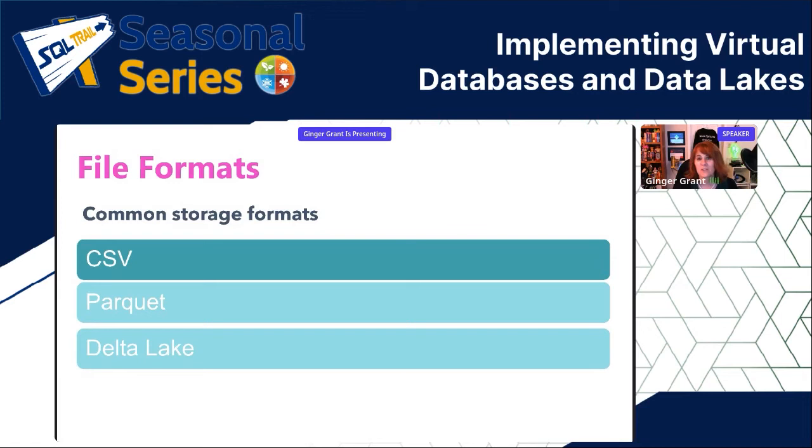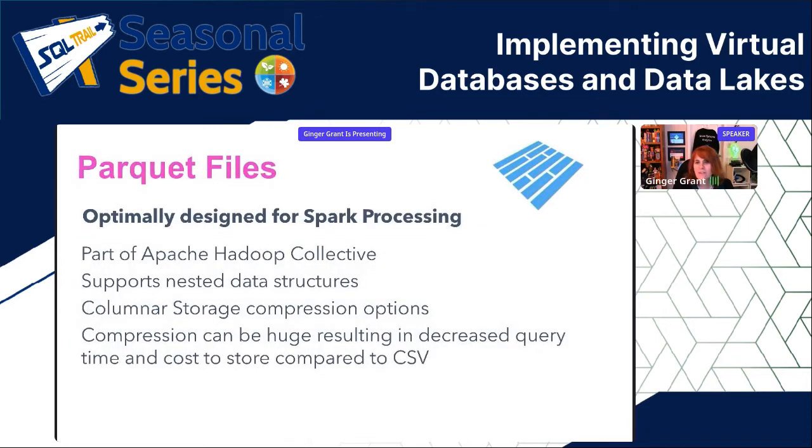But when you're looking to do more long-term storage and improve the querying, that's when you'd want to migrate to something like a Parquet structure or a Delta Lake structure. The Parquet files are designed for Spark processing, and for fast querying. They're part of Apache Hadoop, which is why they've got a dumb name, because they're all about that.